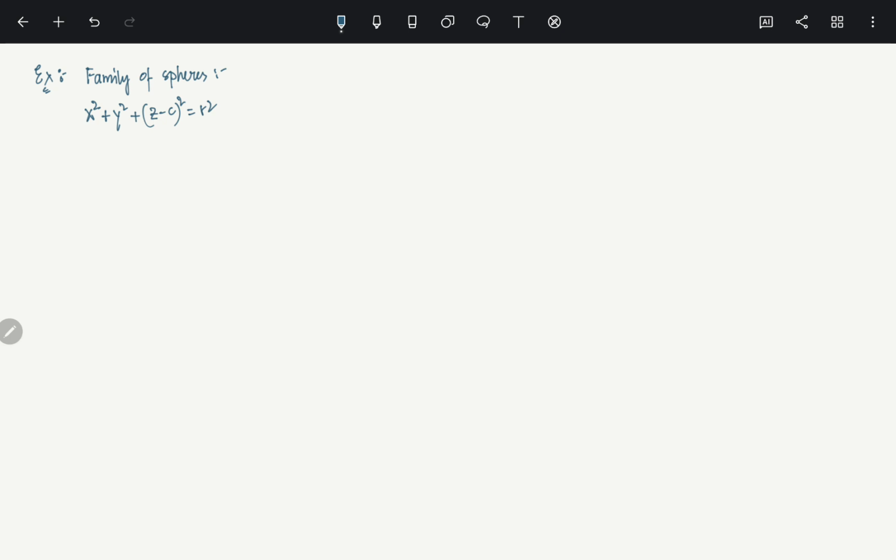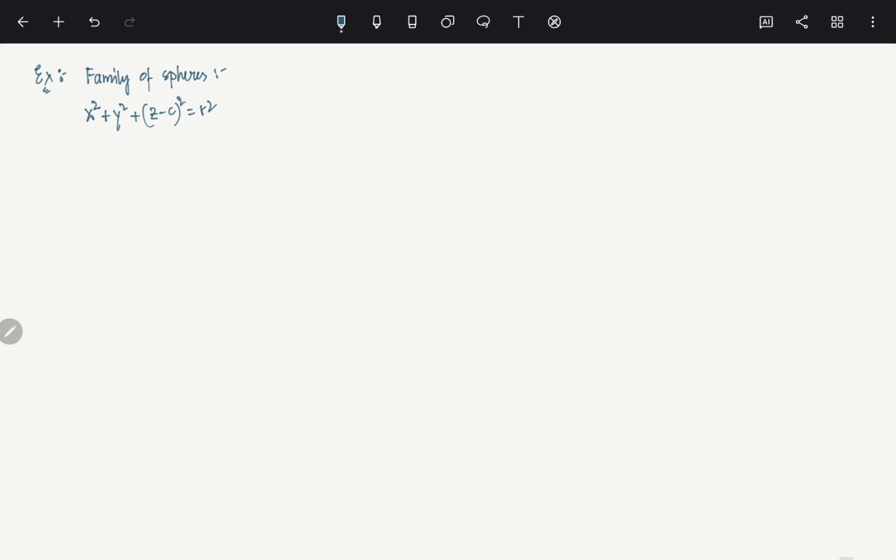Yes, of course in this case c is also a parameter. See, (0, 0, c): if you put a particular value of c, it's fixed, but here c can take other values also, right?